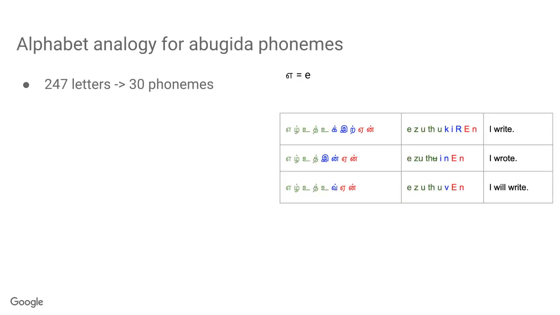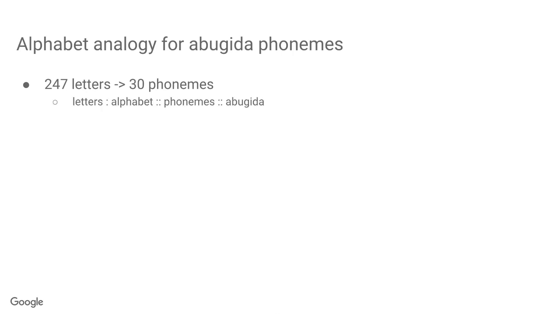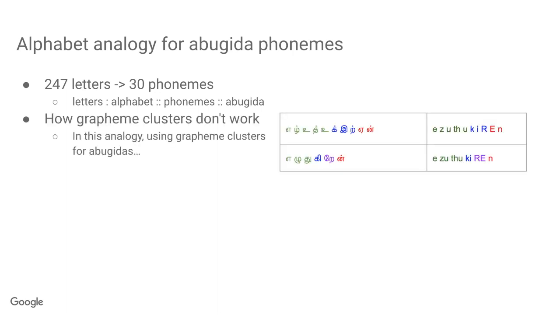One way to think about phonemes for abugida scripts is that, in a way, they're sort of like an alphabet for alphabetic scripts. Instead of the full space of 247 letters, we can think of just the 30 phonemes for Thumber. So here, we would have the phonemes e, il, u, it, ki, and so on. So in this analogy, letters to an alphabet are like phonemes to an abugida. And grapheme clusters don't quite work the same way.